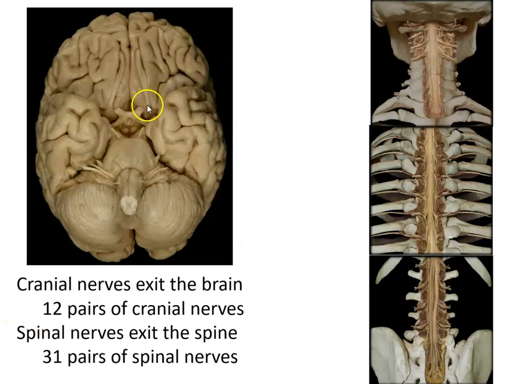So here you can see some cranial nerves coming off the brain. Here's your optic nerves. You have several cranial nerves here coming off near the brainstem. And then you have spinal nerves, which come off of the spinal cord. Here and here and here. You have 12 pairs of cranial nerves and 31 pairs of spinal nerves.